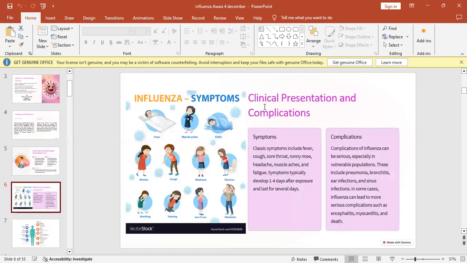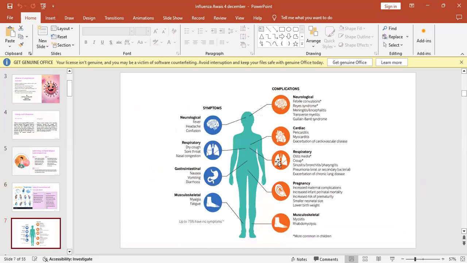Now, the clinical presentation and the complications. The symptoms of influenza infection are fever, muscle aches, chills, rhinitis, cough, weakness, diarrhea, vomiting, fainting, sore throat, and headache. And the complications that it can lead to are pneumonia, bronchitis, ear infections, and sinus infection. In some cases, influenza can lead to more severe complications such as encephalitis, myocarditis, and can also lead to death.